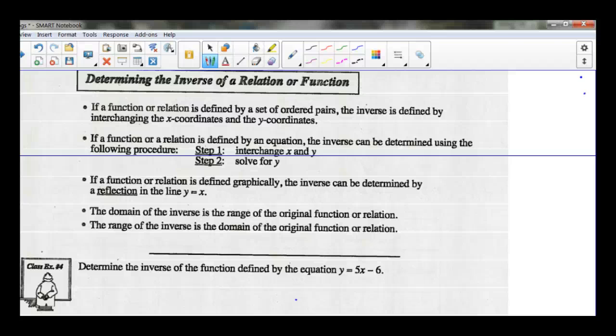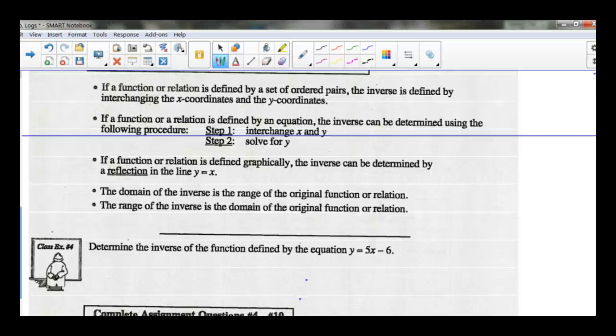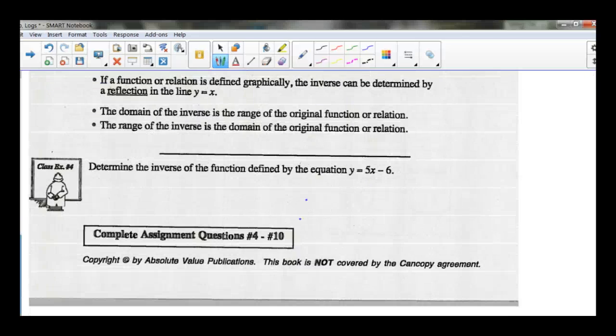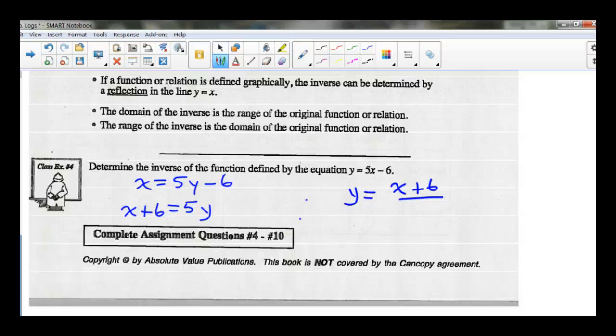Let's complete example 4. Determine the inverse of the function defined by the equation y equals 5x minus 6. So step 1 tells us to interchange the x, y coordinates. So x equals 5y minus 6. And now it tells us to solve for y. So I'm going to add 6 to both sides. And I am going to divide both sides by 5. So y should equal x plus 6 all divided by 5. And that's the equation of the inverse function.